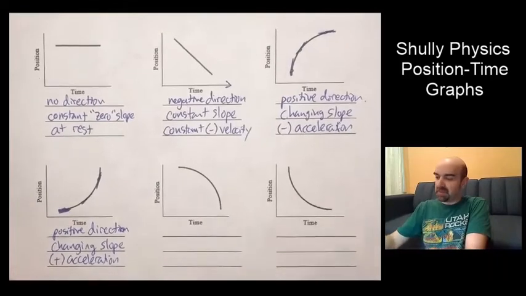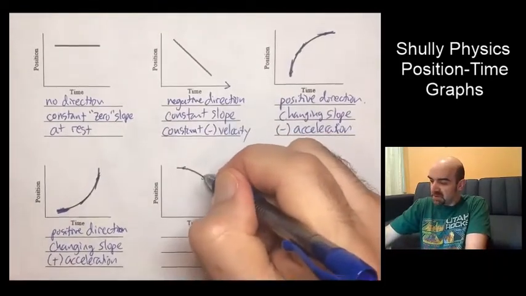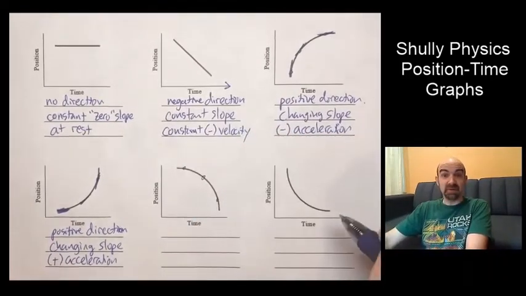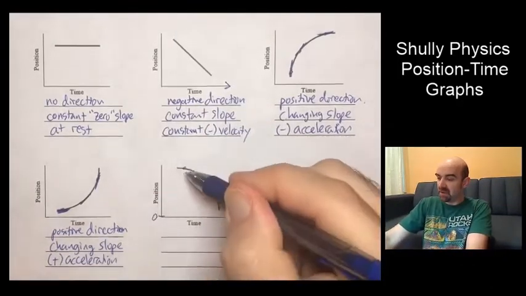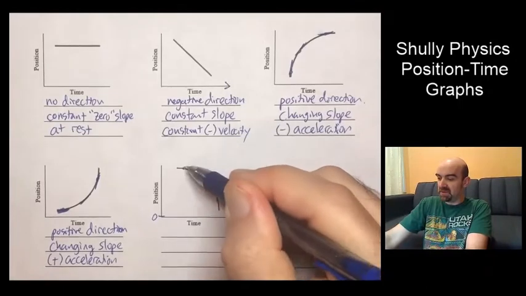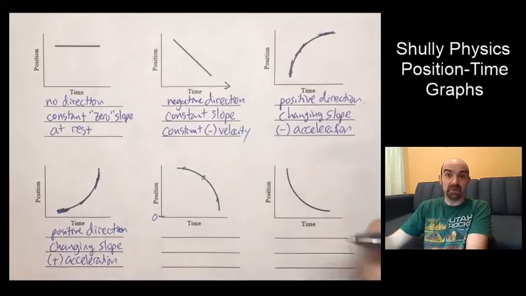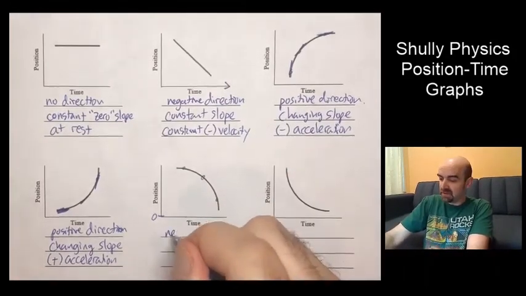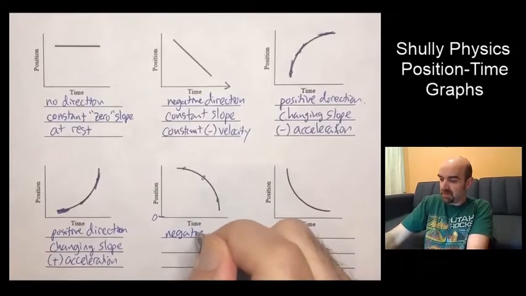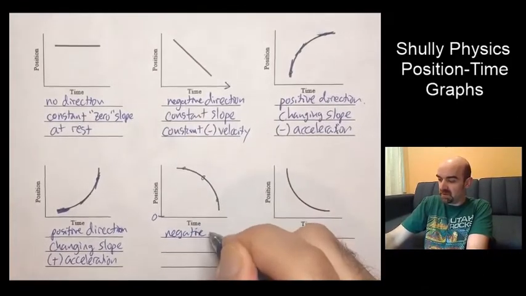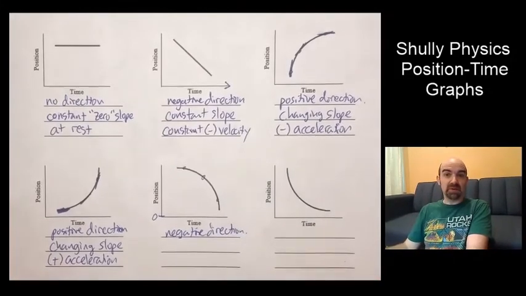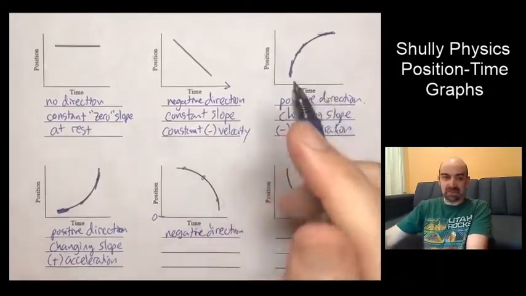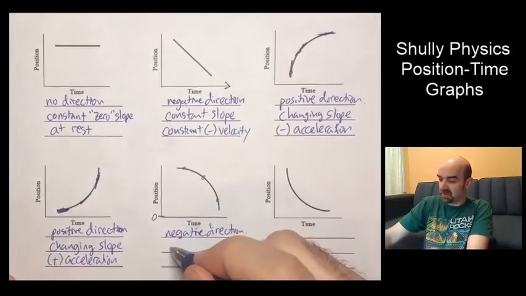In this next example, the position is decreasing. This object is coming back to the origin. Here's the origin. So since the positions are decreasing, the object is coming towards the origin in a negative direction. Throw a V in there. Okay. But also the slopes change. This is not a straight slope. This is a curving slope, a changing slope.